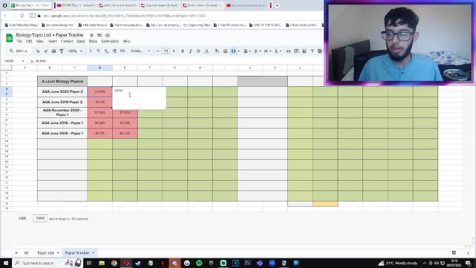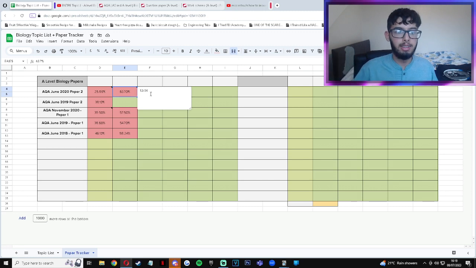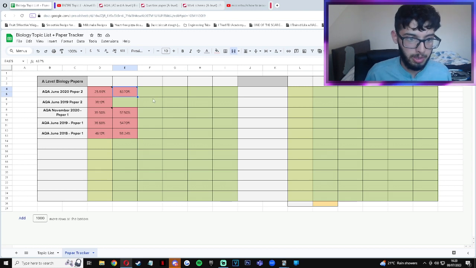So let's just say I did it on the 8th of the 4th, and then I came back on the 12th of the 4th, and then I did the paper again. I gave myself a bit of time to forget, and then I did it again 4 days after, and this is the updated percentage. So anyways, this is the paper tracker. Not important. I don't know, it is important, but yeah, this is the paper tracker.